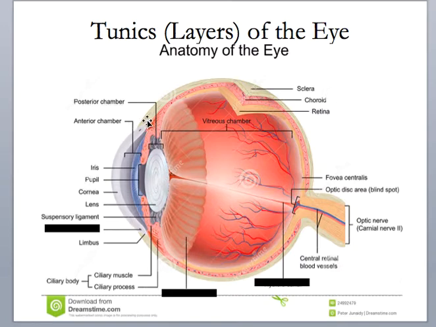But the sclera is opaque. It's not transparent because the collagen fibers are in an irregular fashion, so they're randomly or somewhat randomly arranged, whereas the collagen fibers in the cornea are so regularly arranged that they are able to be transparent.